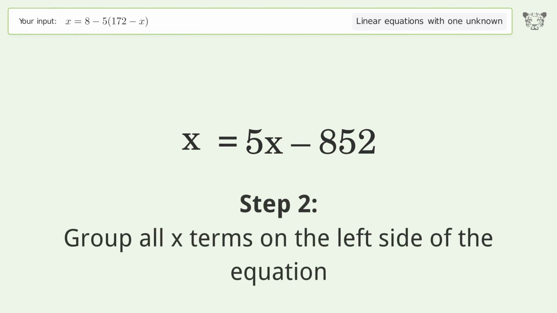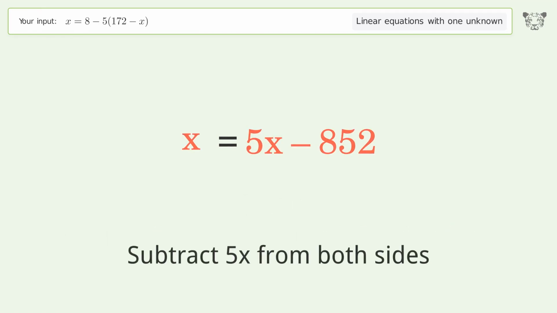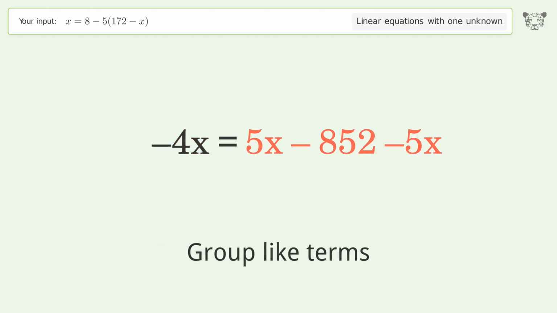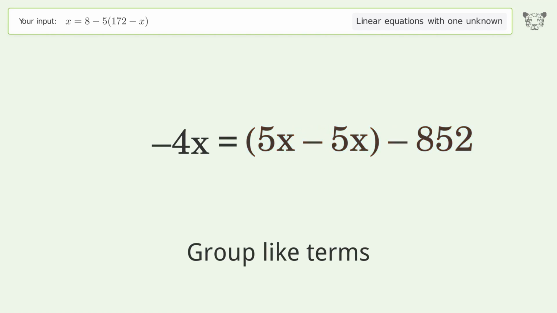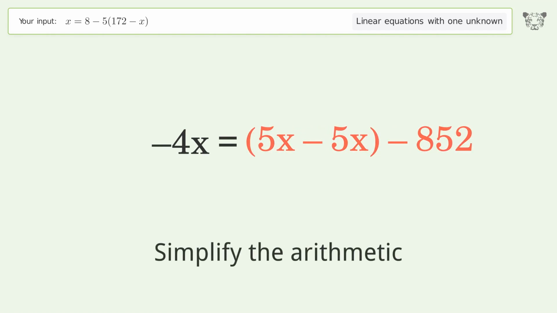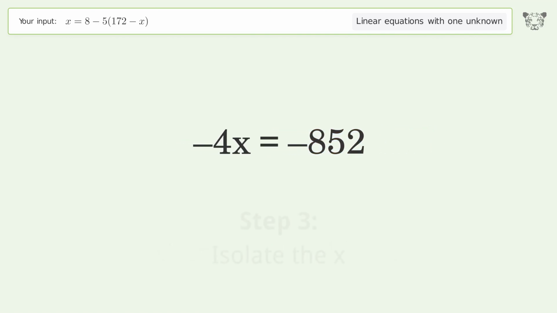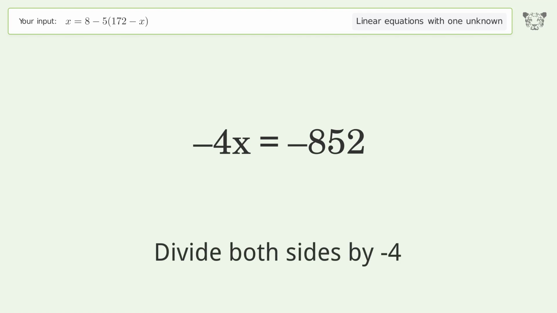Group all x terms on the left side of the equation. Subtract 5x from both sides. Simplify the arithmetic. Group like terms. Simplify the arithmetic. Isolate the x. Divide both sides by -4.